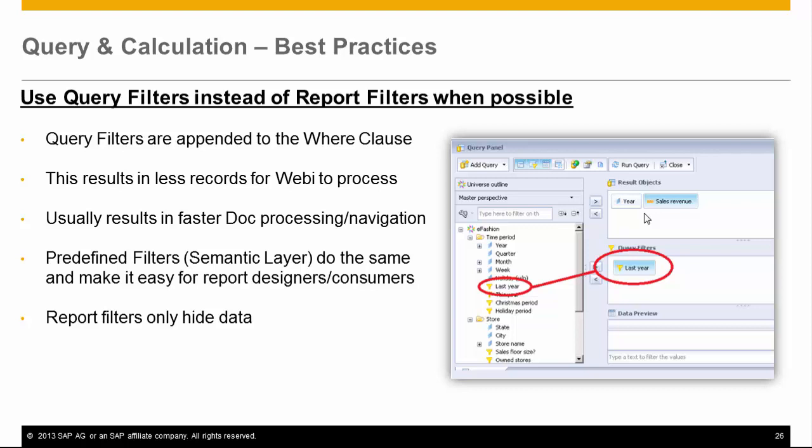Whereas a report filter just hides data that doesn't fit certain criteria. The data is still behind the scenes in the microcube. It's still being queried for and stored and dealt with. But you're going to pay for that. So if you do have the option of using a query filter versus a report filter, it is recommended. You can also create predefined filters at the semantic layer level, and those will make it easy for your report designers or the people consuming your reports to drag and drop filters that will apply at the semantic layer level and reduce the time that report could take.